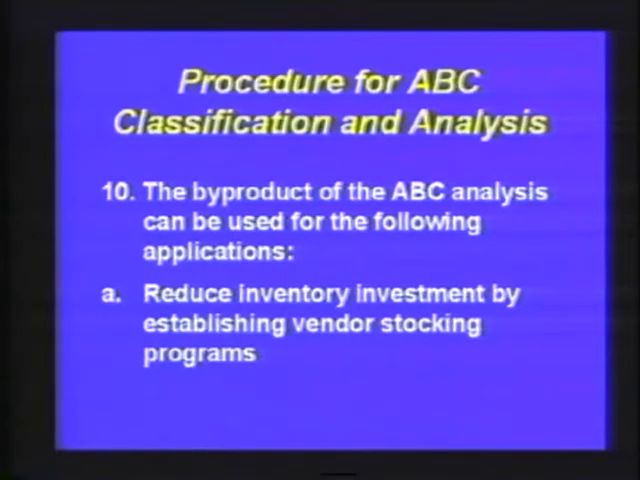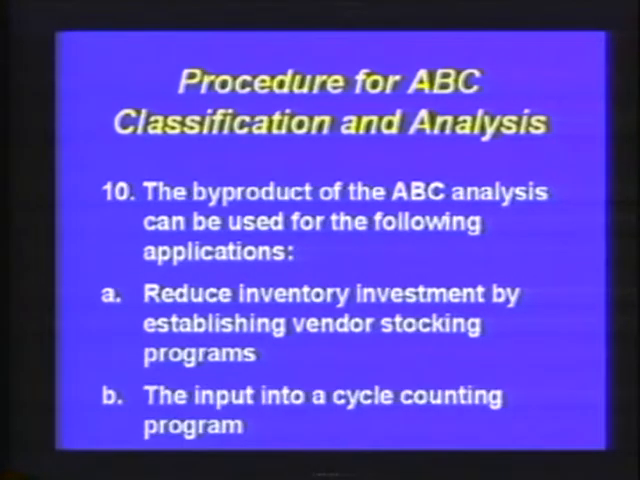First, reduction of inventory investment by establishing vendor stocking programs. You know what the A items are. You know how many parts are in the A classification. You know what the cumulative annual usage is. If you could have vendors house that material for you at their facility, or you house it in as consigned in, you have the opportunity of reducing your inventory by 70 to 80%, if not more. That is a very important byproduct of the ABC analysis.